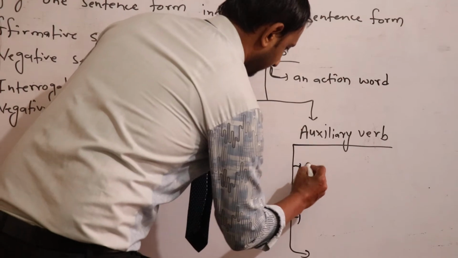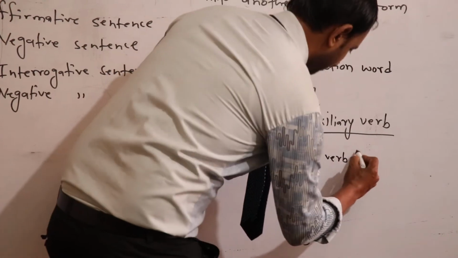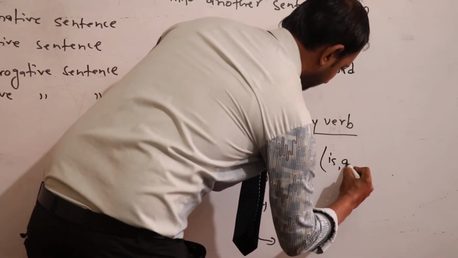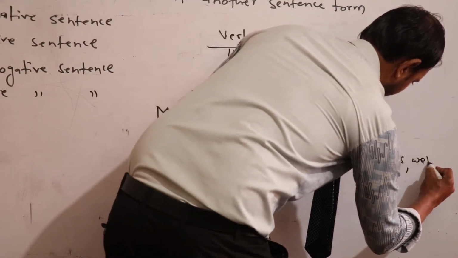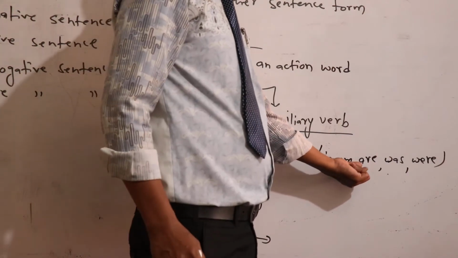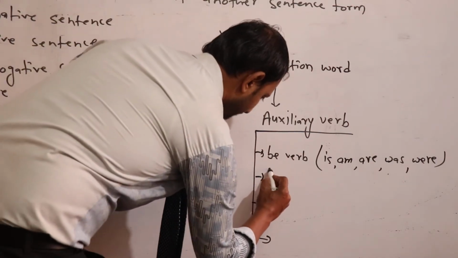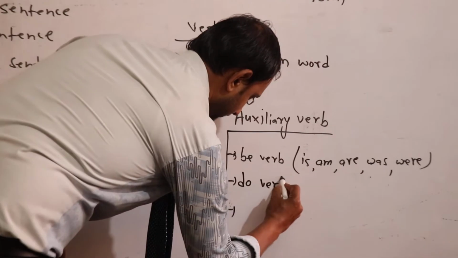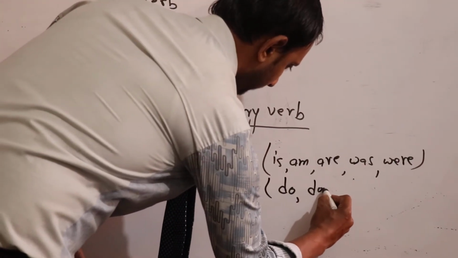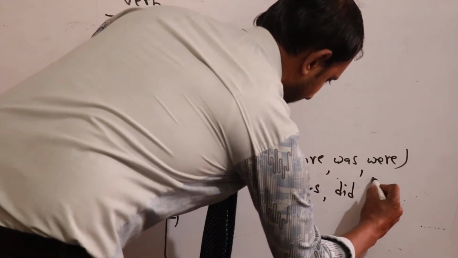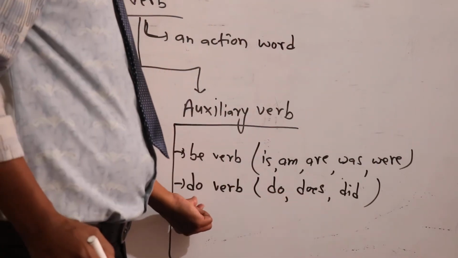The first one is be verb. Under be verb, what comes here? Is, am, are, was, and were are called be verb. Similarly, we have do verb. What comes here? Do, does, did. These are called do verb.